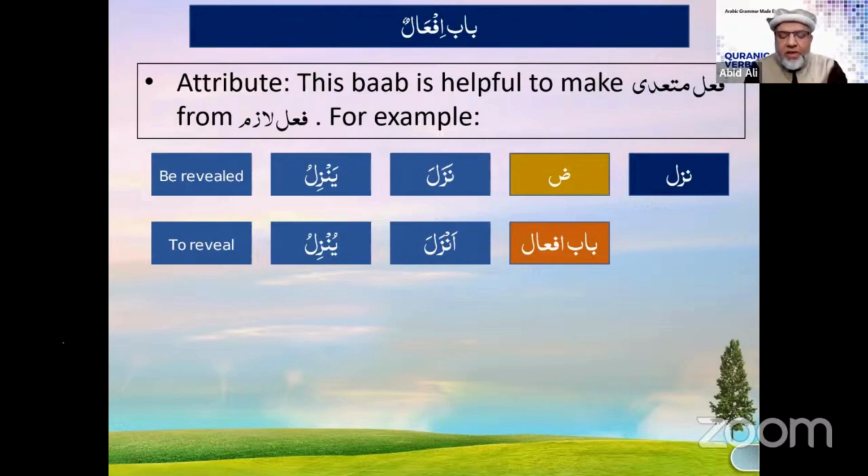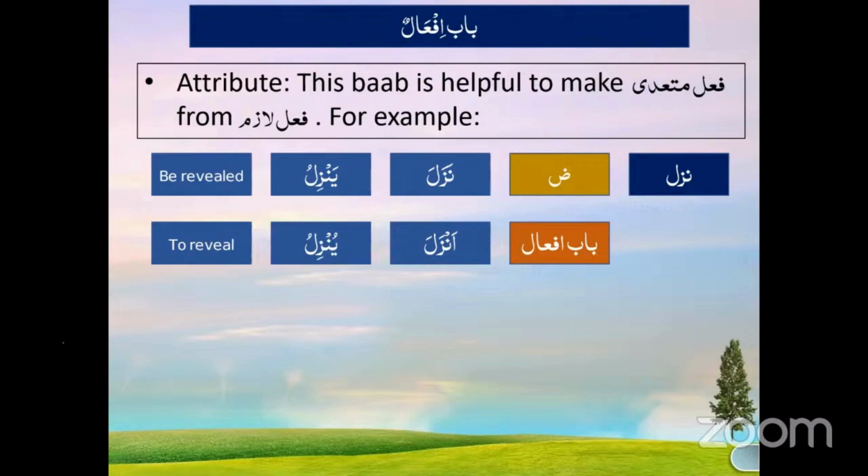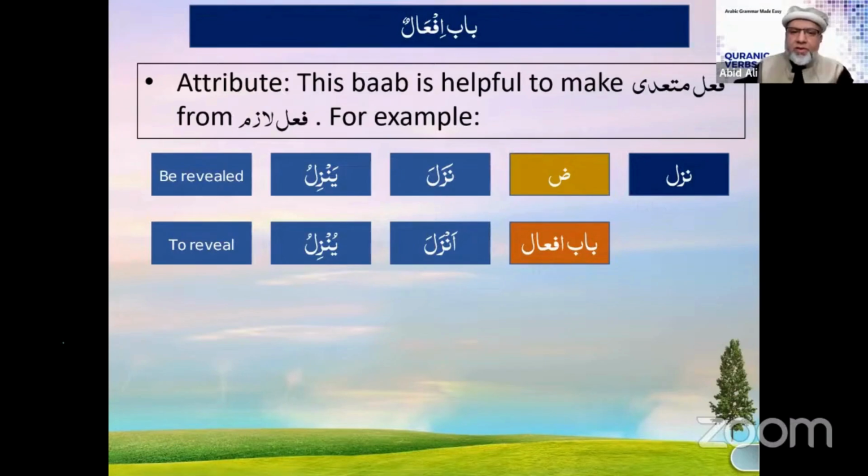So these families, especially Bab If'āl and Bab Tafeel, are taking the verb from nazala to anzala, where the action switched from the person doing the action to something else. Is that making sense? Show of hands. Yes. Okay, only one hand. That's not good. Javed bhai.